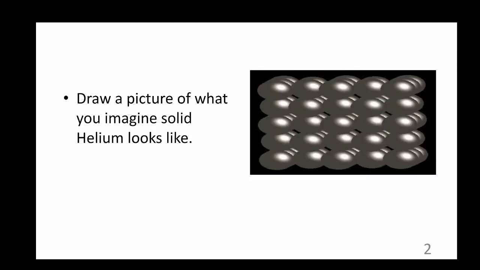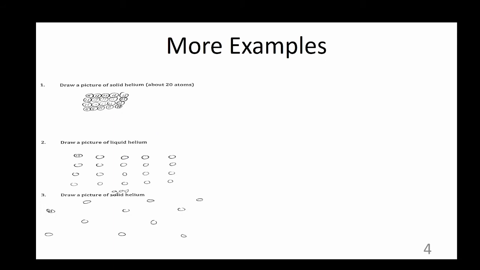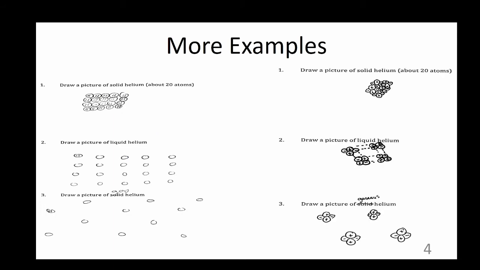Here is a textbook image of what helium looks like as a solid. However, you might have drawn something like the number 1 here. The image shown has a student's depiction of what solid, liquid, and gaseous helium looks like on the atomic level. Here are 2 more samples. Your image may look something more like one of these variations.